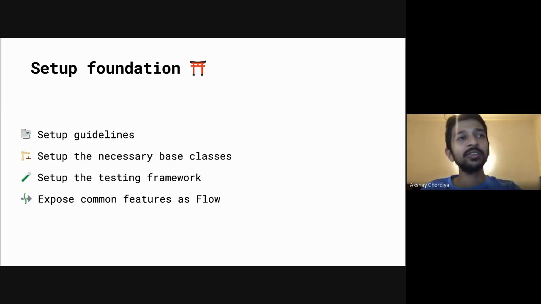And fourth is to expose the common features or common things which are frequently used in the app, like getting the user details, like email address or access token, something like that. So expose those common APIs. It's ideal if you expose these common APIs as Flow, so it doesn't block you when you're writing newer features.